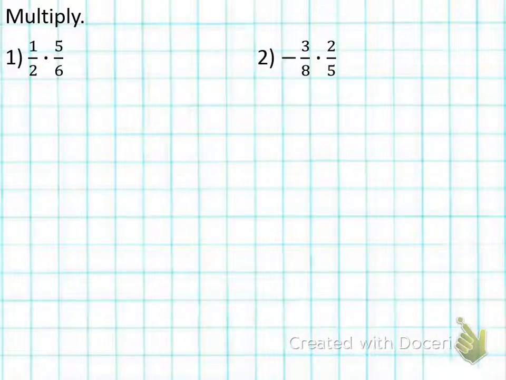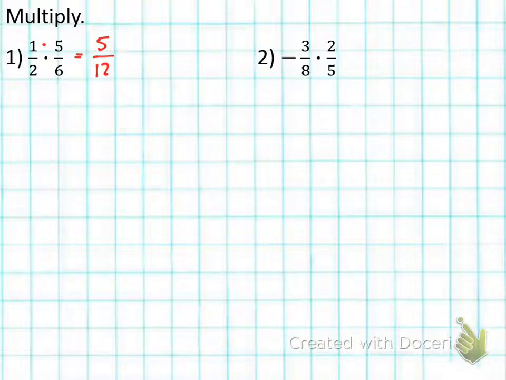Now I just multiply numerator with numerator. 1 times 5 is going to be 5. 2 times 6 is going to be, oh, I'm sorry, 12. 2 times 6 is 12. And then lastly, I want to see if I can simplify any more. 5 twelfths. Can I do anything else? No, 5 twelfths is my final answer, so I'm going to write that down, 5 twelfths. That's it, okay?